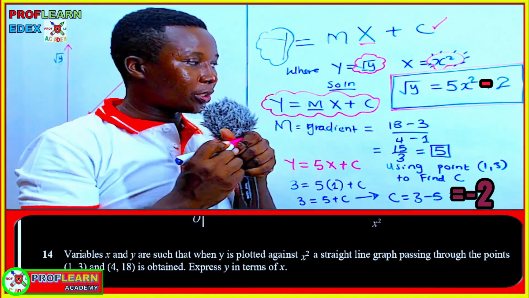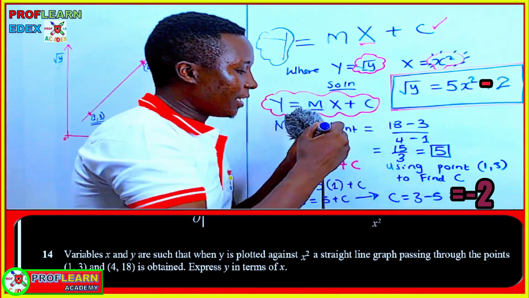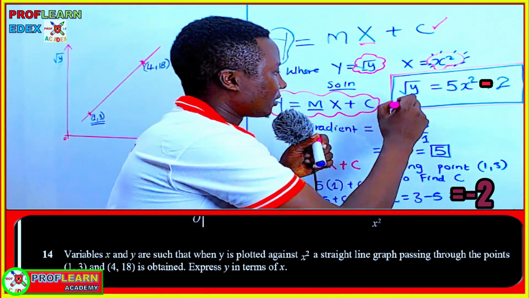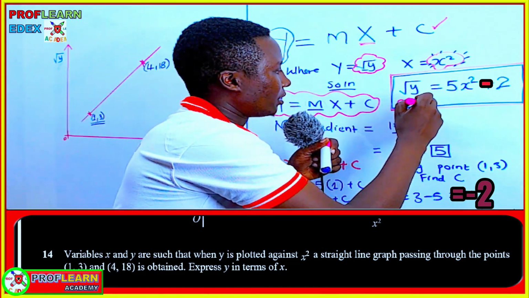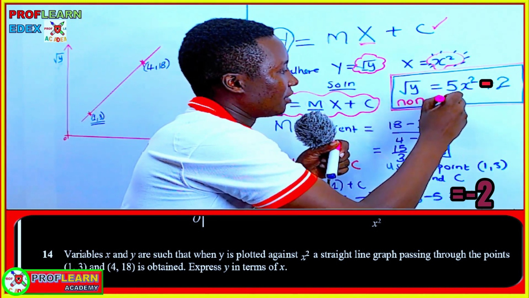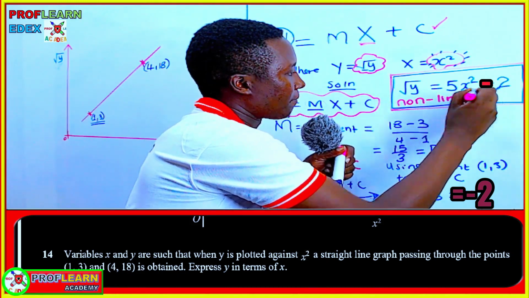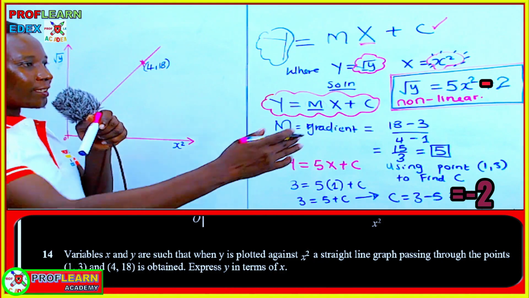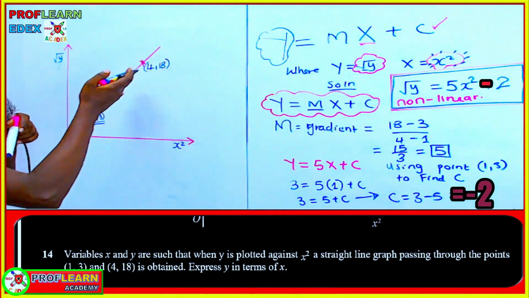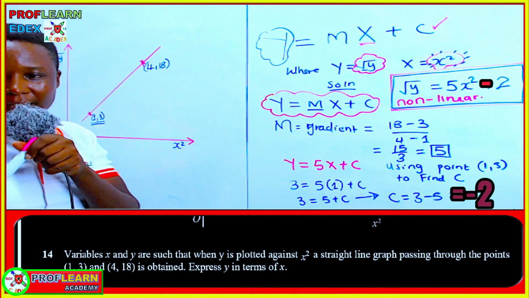So this is the equation, and you can see now this is actually a nonlinear equation. Once it's linearized, that's when you are able to get a straight line like that.